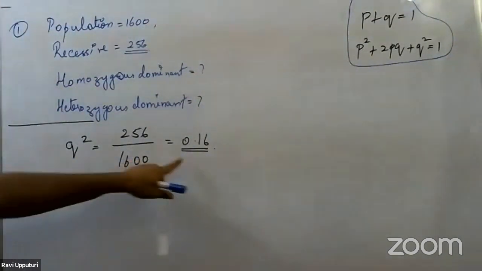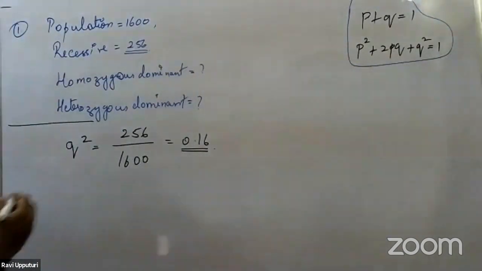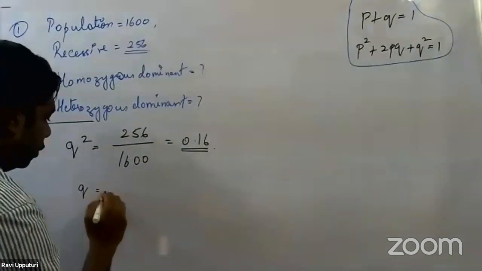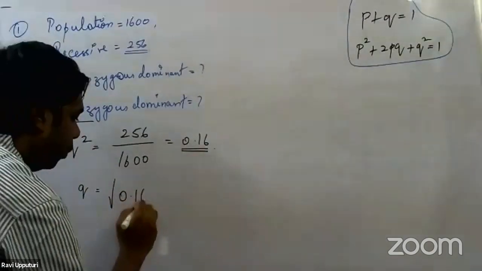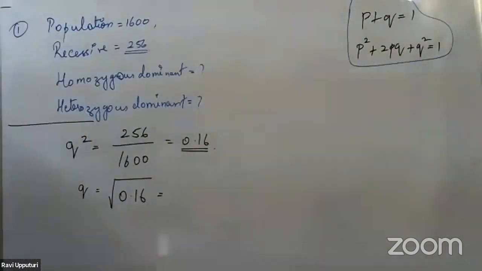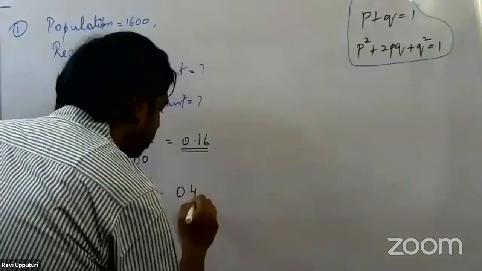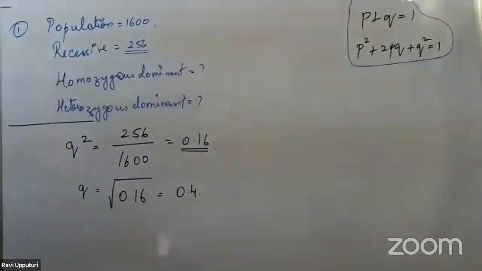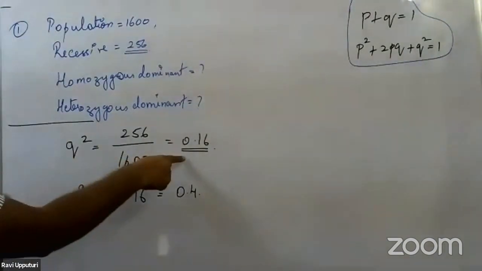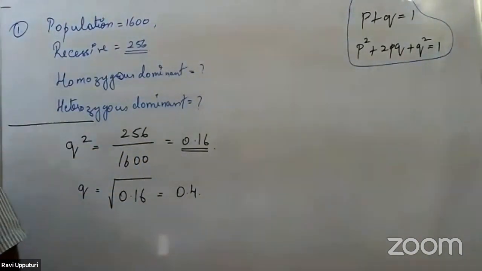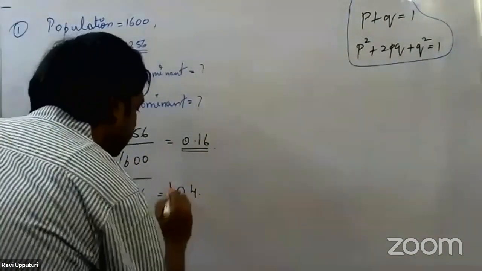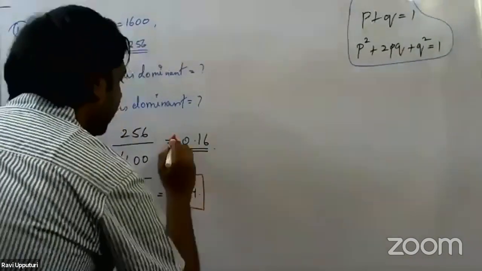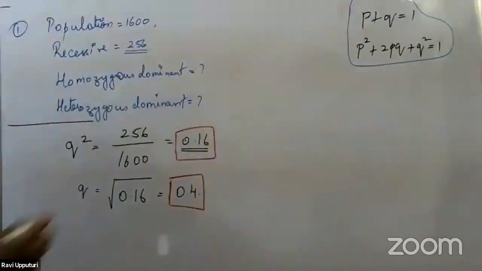Now since we have got q square, we can easily get q. What would be q here? q would be the root of 0.16. How much is the root of 0.16? It would be 0.4. Now this is our q value. So we have got q square and q also. Our q value is 0.4 and q square is 0.16.